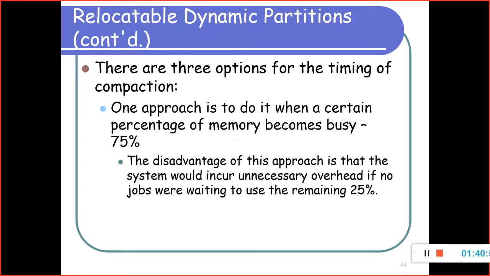So there are three options for the timing of the compaction. One approach is to do it when a certain percentage of memory becomes busy, say 70%. The disadvantage of this approach is that the system will incur unnecessary overhead if no jobs were waiting to use the remaining 25%. So if, like, 75% memory utilization is reached, you start the relocation.